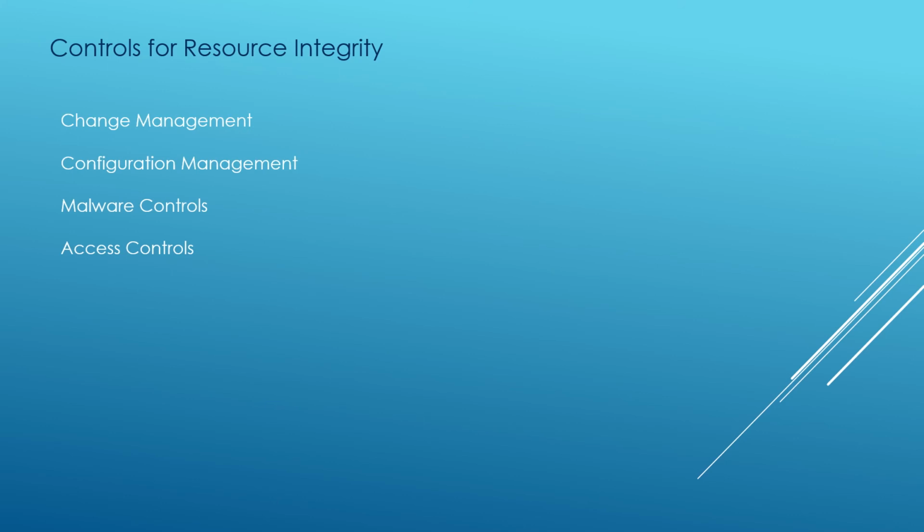Now let's move on to resource integrity. To maintain resource integrity, the first control is change management. If we have proper change management, we know that proper things are getting into the system, like patches or software upgrades. That way we know it is not causing any integrity violation.